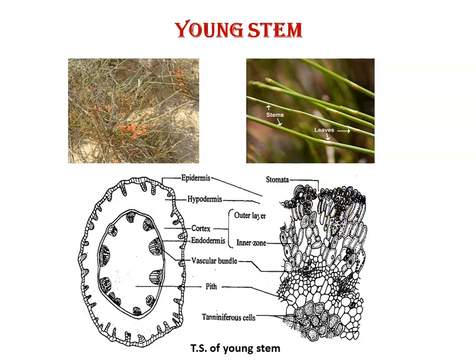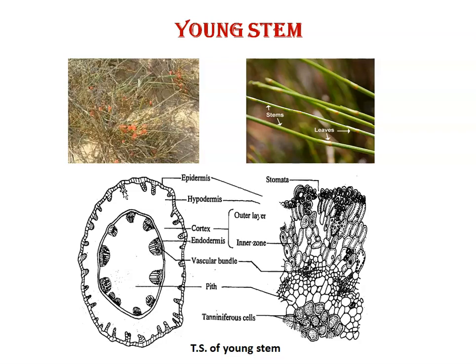In the furrows stomata are present, and the stomata are sunken, and each consists of two guard cells with a prominent substomatal cavity. Next part is hypodermis, and hypodermis is present only below the ridges. Here, this is hypodermis, and it is composed of elongated sclerenchyma, which provides mechanical strength to the stem.